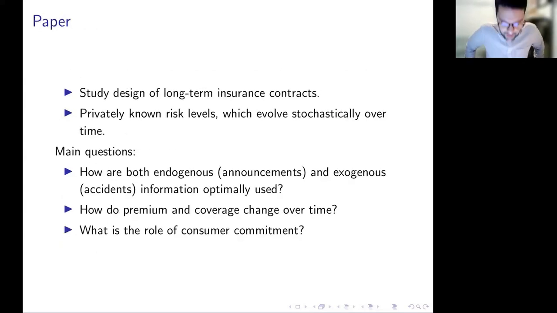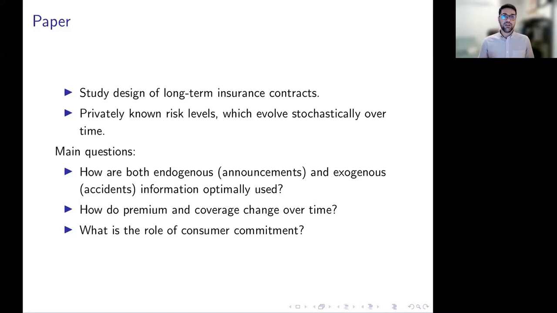So the goal of this paper is to study this problem of designing long-term insurance contracts when consumers are privately informed about their risk characteristics, which are assumed to evolve stochastically over time. So the main research questions here will be, as I mentioned before, we have these qualitatively different types of information that are revealed by consumers in the course of an interaction. What role are these two pieces of information going to play in the optimal provision of coverage?